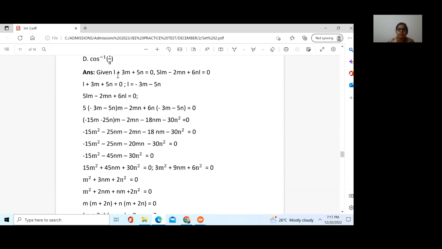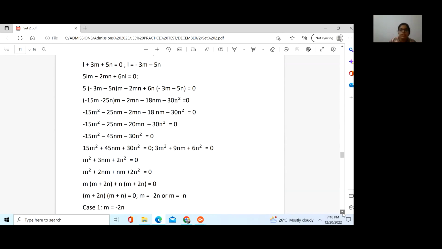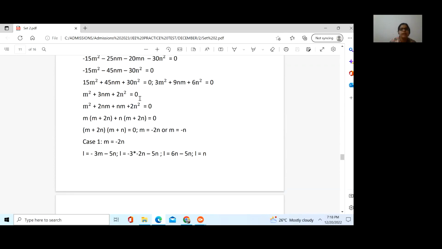So what I'm going to do is find out the value of l. l is equal to minus 3m minus 5n. I'm going to substitute for l in this equation and derive the values of m and n. So how will it be? This is 5, for l I have substituted minus 3m minus 5n, multiplied by m, minus 2mn as it is. And for 6nl, 6n into l, I have substituted minus 3m minus 5n. You can just simply solve this. Just expand it and find it in two terms.